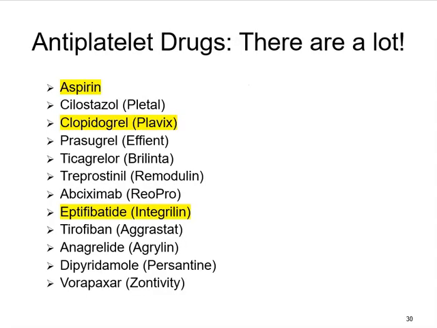Here is the huge list of antiplatelet drugs, and there are a lot. I've highlighted some of the most common, so aspirin, clopidogrel, Integrilin. So these are the ones I believe we take a look at here. But also some of the common ones I've seen out in the wild would be prasugrel and sometimes ticagrelor. Those are the most common.